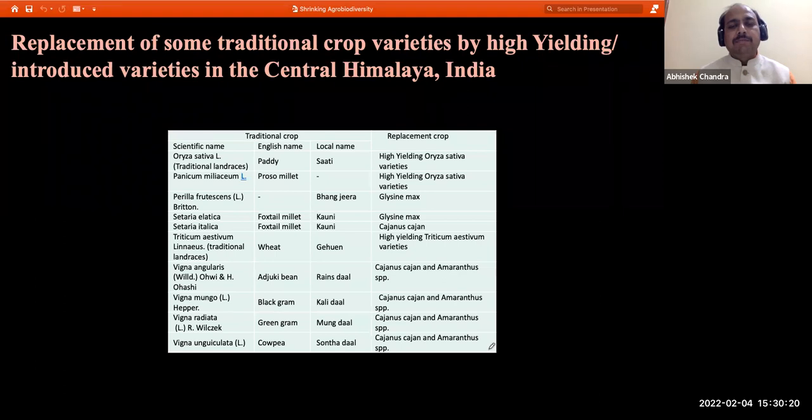Black gram, green gram, and cowpea are also replaced by the Cajuna scrum and amaranthus, because these replacements are happening as they are cultivated very easily, and the market rate for selling per kg is high in comparison to the local varieties.